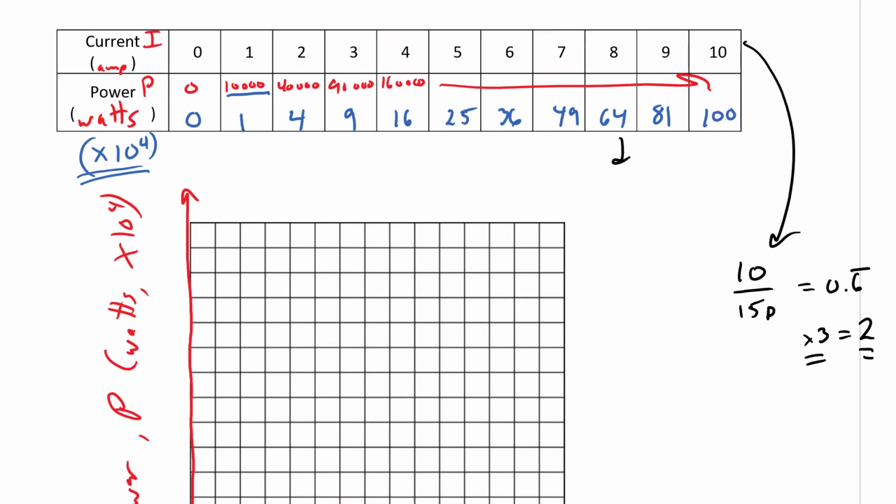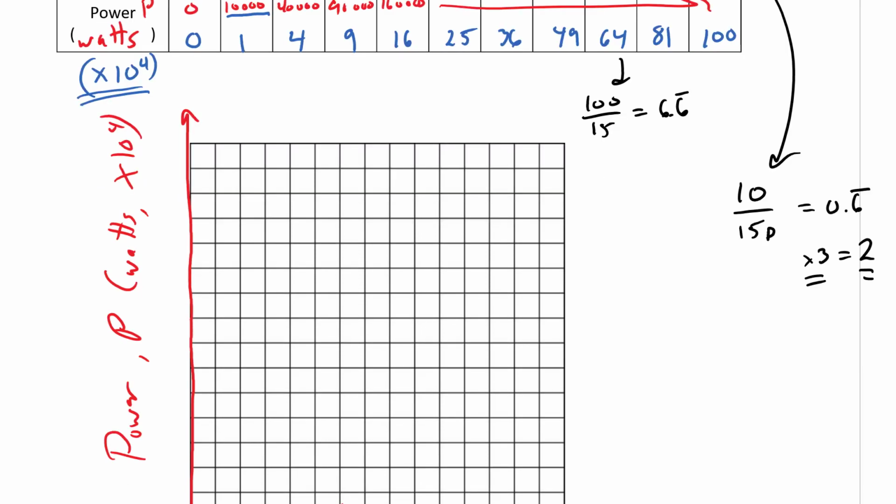Here now, we're going from 0 to 100. Say 100 divided by 15. This gives me 6.66666. We multiply that by 3, gives us 20. So this tells us every 3 boxes is worth 200,000 units, or just 20 when we say 10 to the 4. Go up 3, 3, 3, 3, and 3. Maximizing the use of the space here.